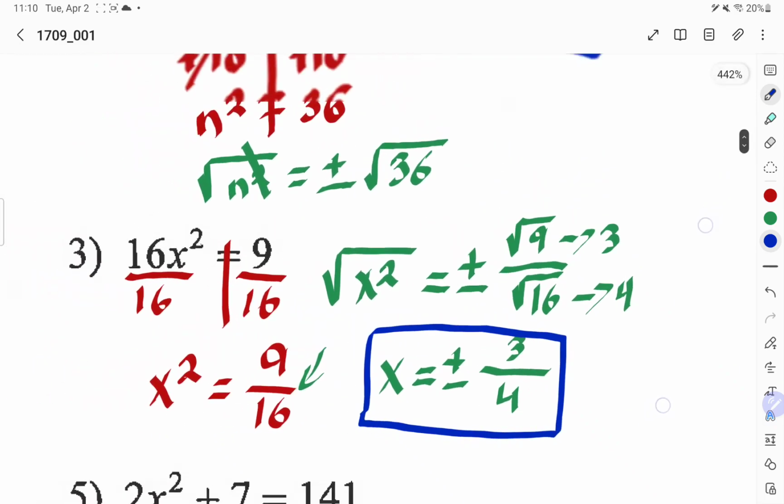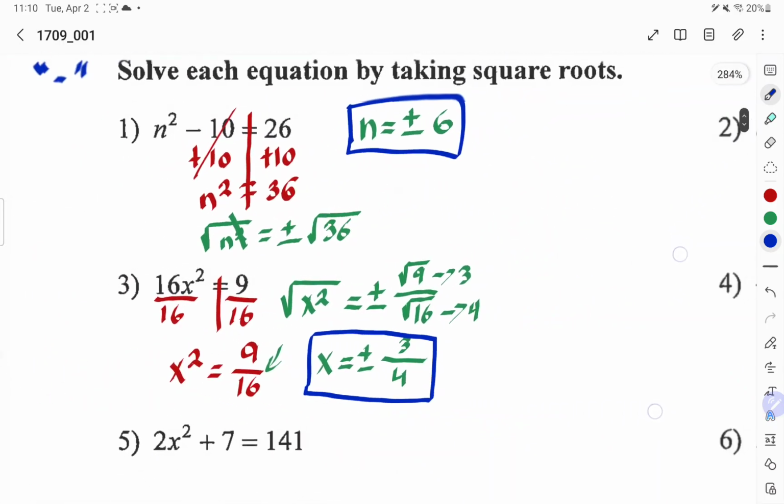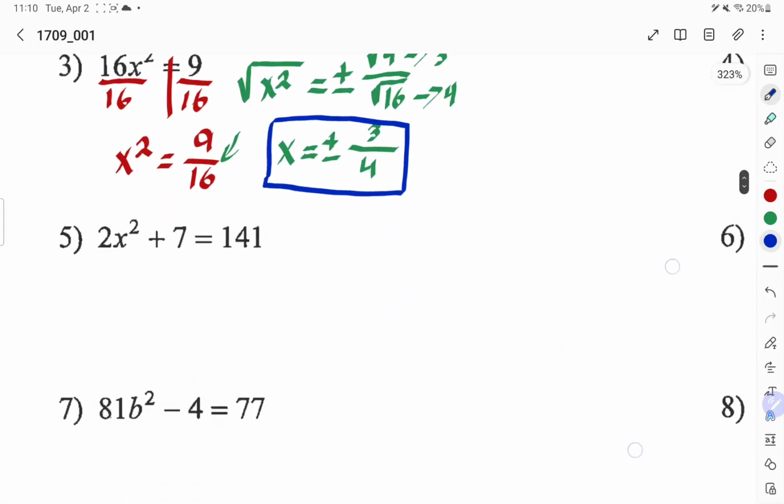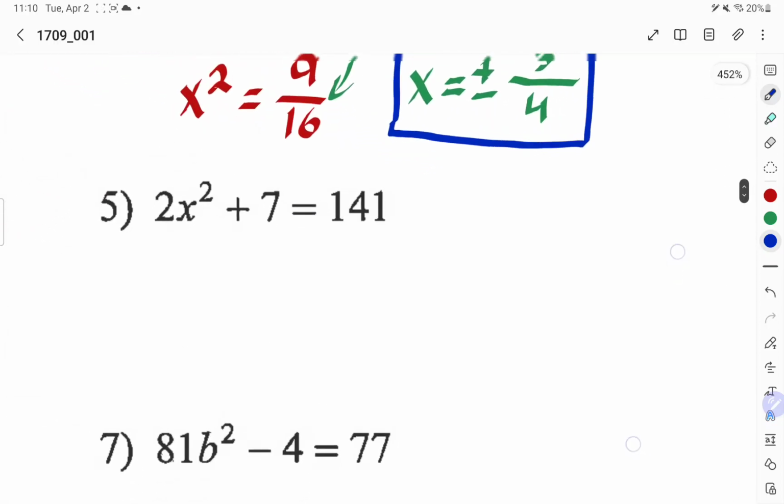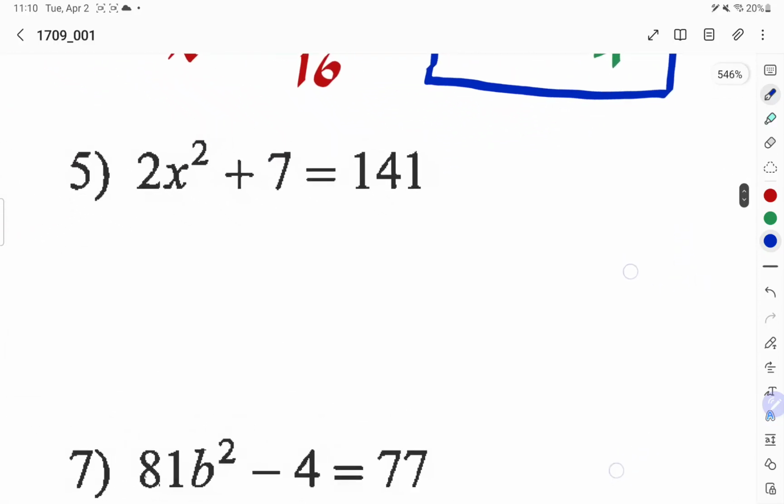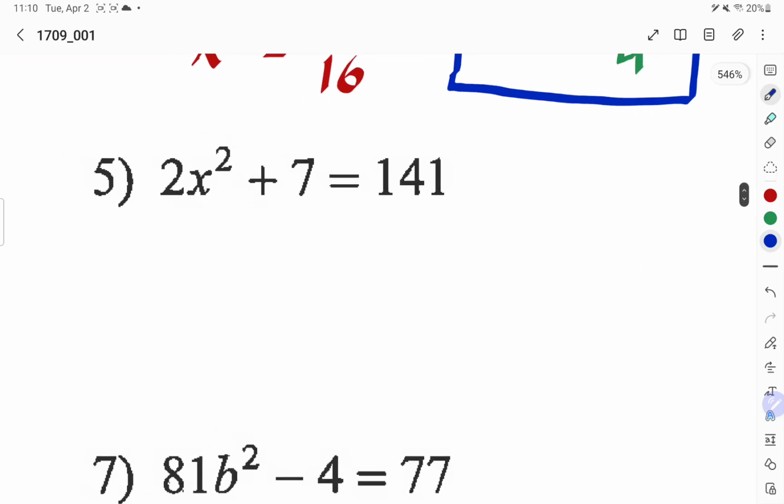Okay, that's the second problem. That's problem number 3. And we're going to keep going. We're going to be doing the same thing over and over again just so you guys can really get the idea of what's going on. So number 5, same thing. Step number 1 is move everything to the right. So I'm going to start with the 7. So minus 7. Minus 7 in this case.